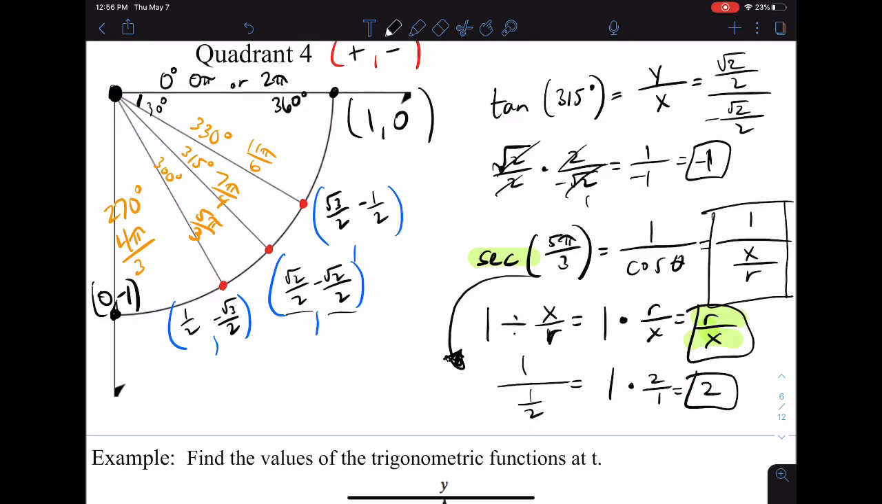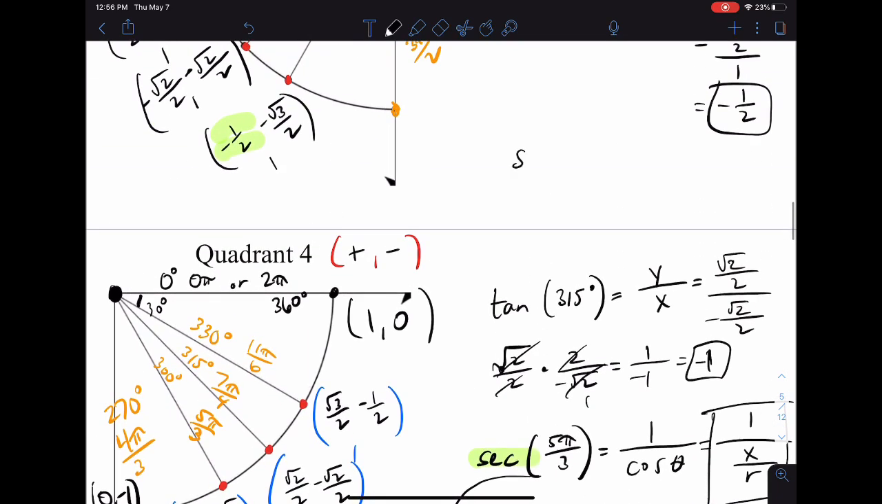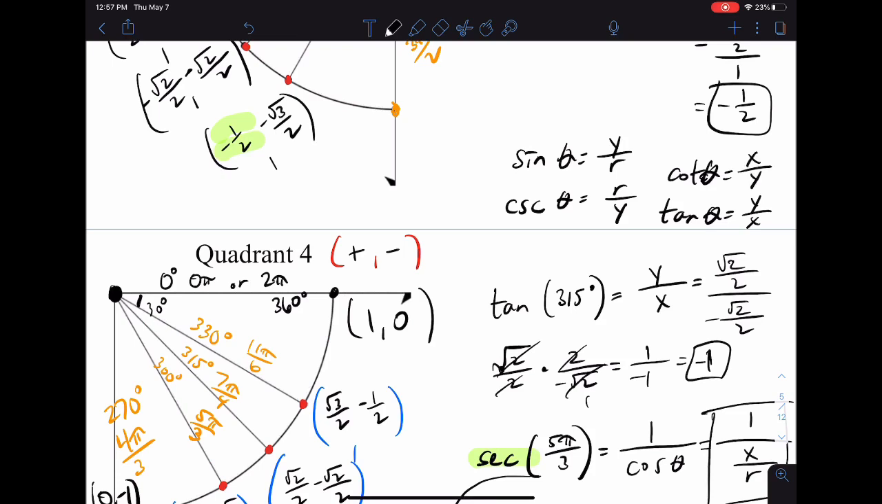That's true of all secant, cosecant, cotangent. They're all reciprocals. So, write this down. If sine is y over r, cosecant is going to be r over y. Same thing with cotangent. Tangent is y over x, so cotangent is going to be x over y. They're reciprocals of each other, so their ratios are reciprocals of each other.